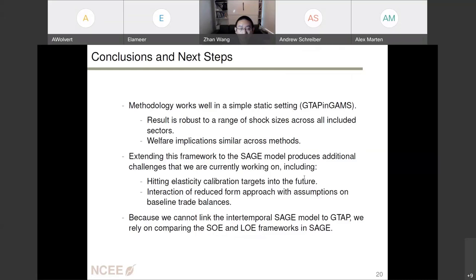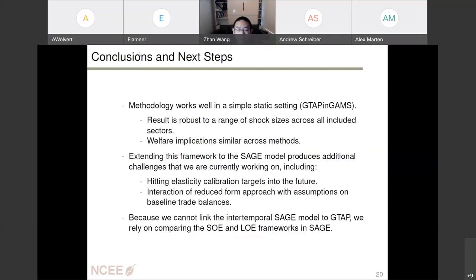And so the next thing that we're really working towards is implementing this in the SAGE model carefully. Things that we're working on include trying to hit elasticity calibration targets into the future, which is more difficult in that case, because we have a ton of different things going on in the baseline calibration of current account balance and trade balances and so forth. And so this is ongoing work.